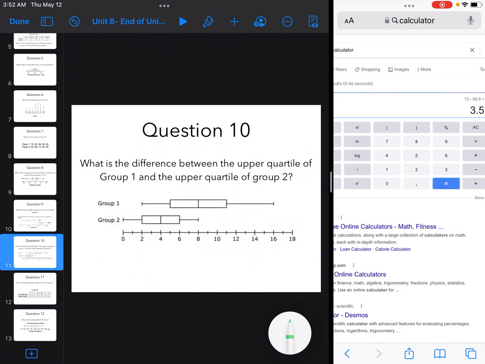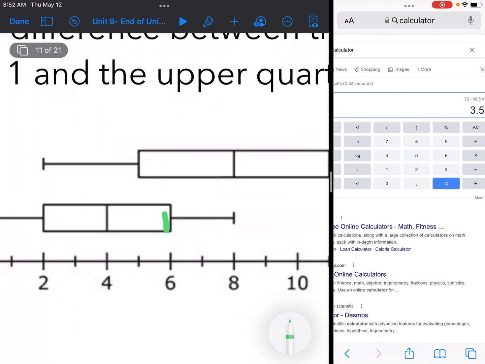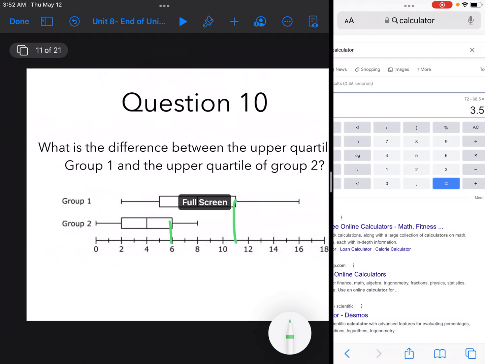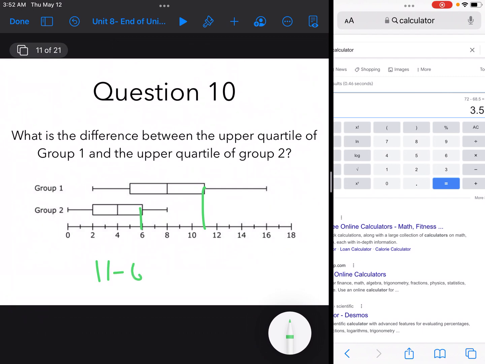All right, what is the difference between the upper quartile of group 1 and the upper quartile of group 2? So that's 6 and 11. So we're going to do 11 minus 6, because mathematical difference tells me to subtract. I get 5.